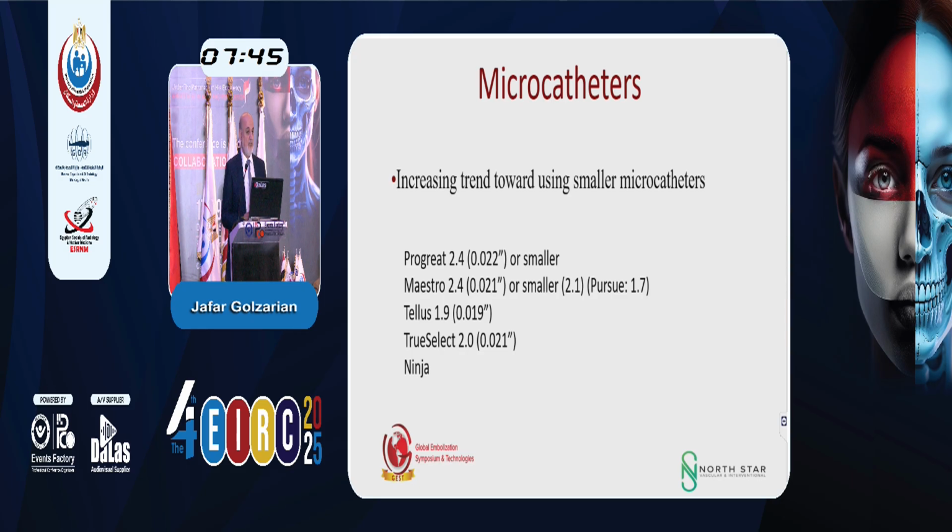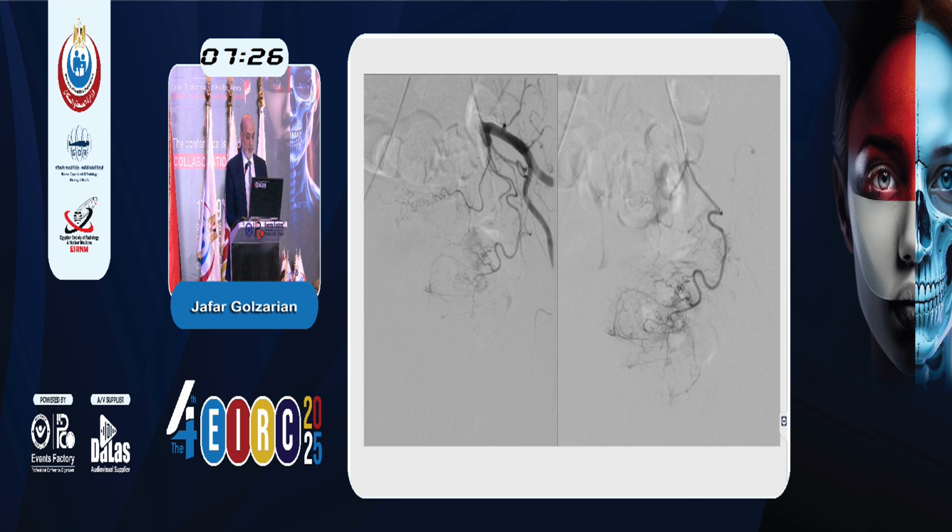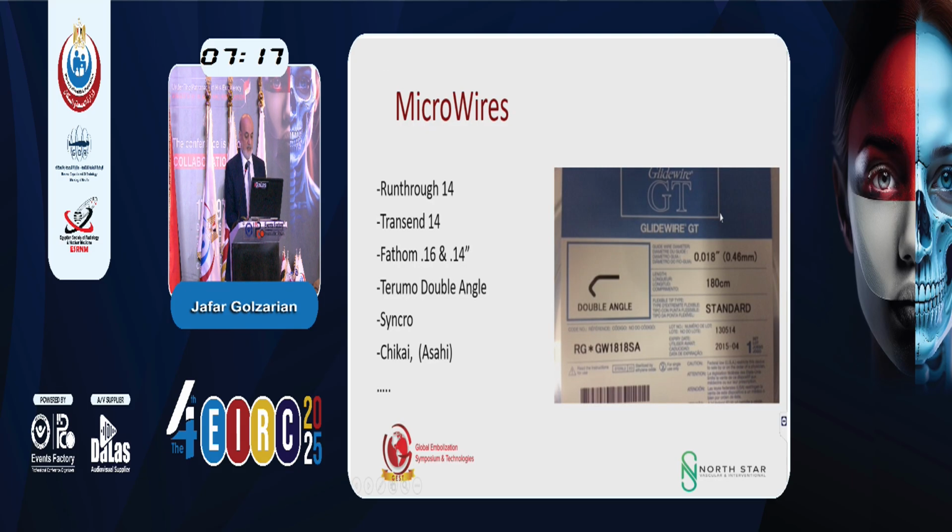For PAE, use of a microcatheter is important, and the trend is going toward smaller sizes. You can do the majority of cases with 2.4 microcatheters, but the smaller microcatheters are also very useful in smaller vessels. And you can see here a case where the size of the vessel is almost as big as the 2.8 microcatheter.